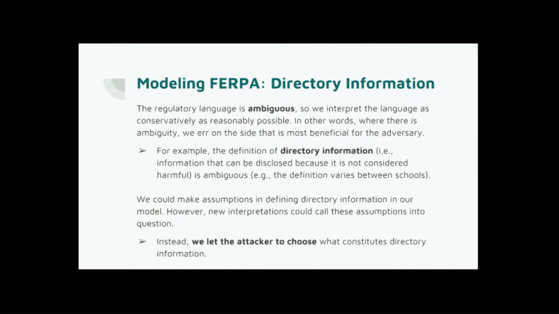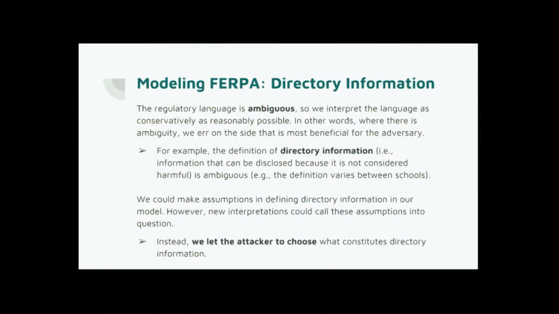And I can talk a little bit more about how we developed this model. One of the things that we have to model is what is directory information. The regulatory language is ambiguous, and this is because each school is given a lot of discretion in designating information as directory information. So how different schools interpret this can vary widely and is likely to continue to evolve over time. So we interpret the language as conservatively as reasonably possible. In other words, where there's an ambiguity, we err on the side that's most beneficial for the adversary. We could make assumptions in defining directory information in our model. However, new interpretations could call these assumptions into question. So instead, we let the attacker choose what constitutes directory information.